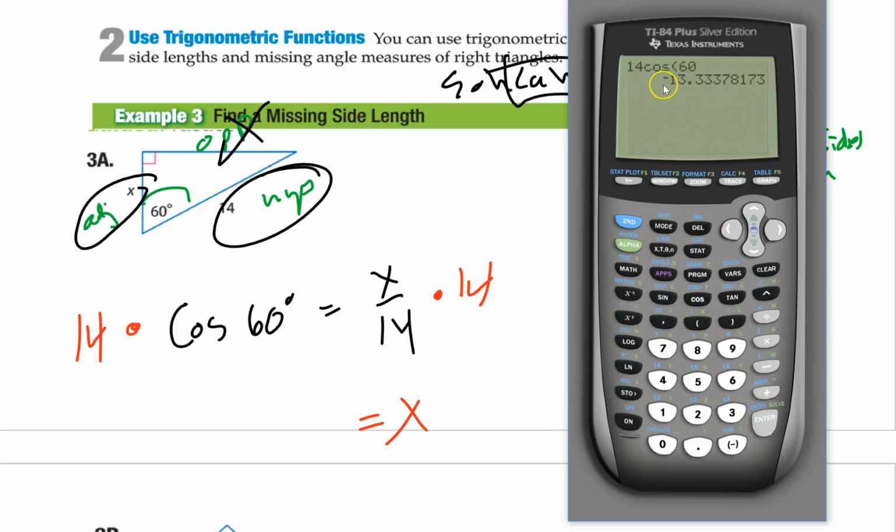So I get negative 13. That doesn't make sense, right? How do I have a negative side? What's going on here is I have this in radian mode. So if you go to mode here, default to radians. But for now we're doing degrees.